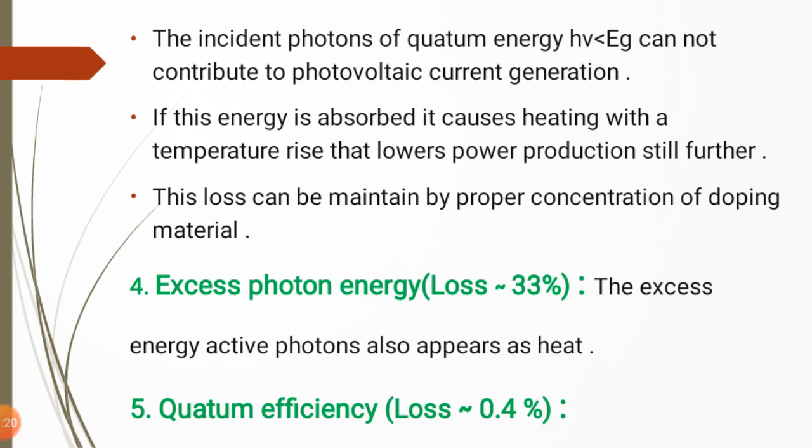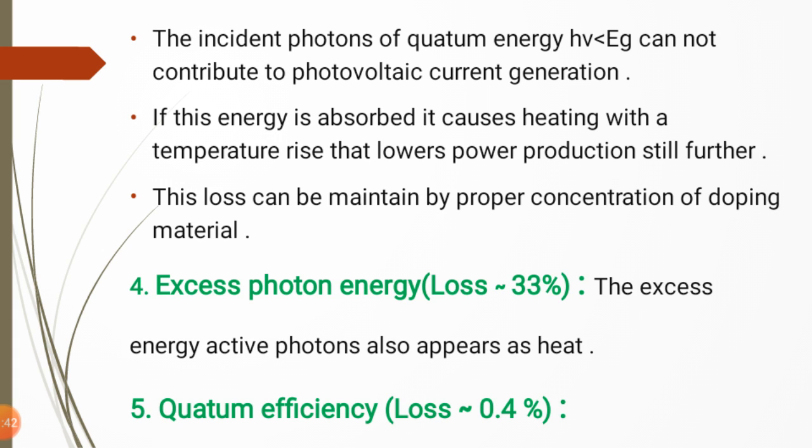The next parameter is the excess photon energy, which introduces a loss of about 33%. There is a possibility that the energy of the photon is greater than the band gap of that particular semiconductor material. If this happens, the excess energy of the photons also appears as heat.